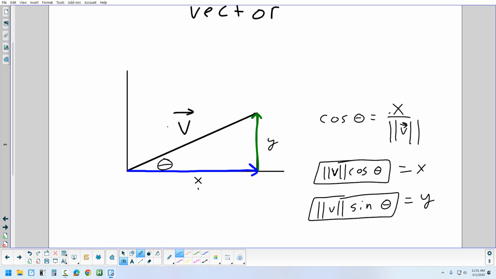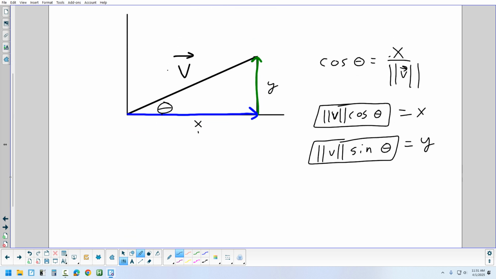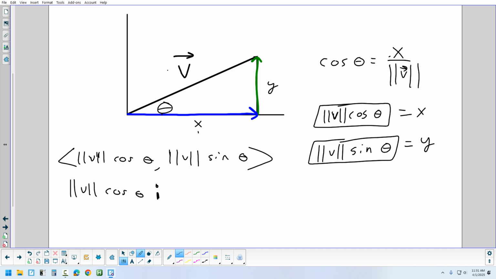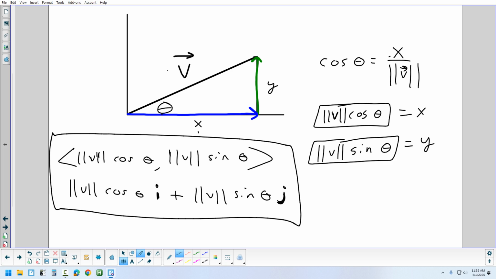All right, so now we can write our velocity vector. A velocity vector, if you want to do it in the notation I taught you yesterday: magnitude v cosine theta, magnitude v sine theta. If you want to do it as a unit vector, you can do that too: magnitude v cosine theta i, and then magnitude v sine theta j. So two different ways to write a velocity vector.